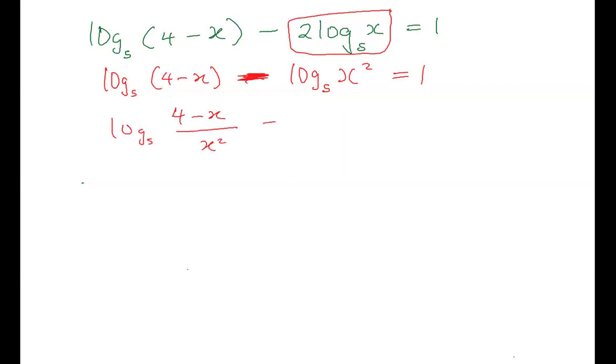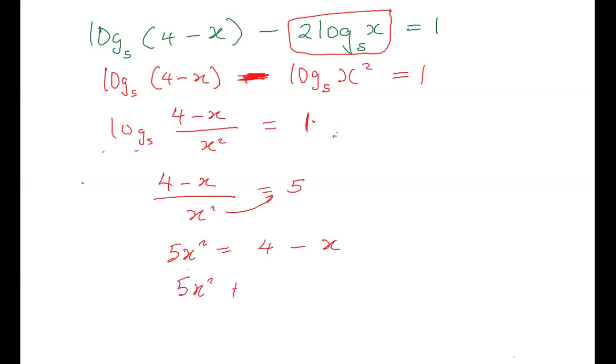So everything is going to be equal to 1. So everything is equals to 1. So I told you that this one will now be 4 minus x over x squared equals to 5. Know that? Because log 5 is 1, like the other one was 3. So then you now cross multiply. The same thing, 5x squared equals to 4 minus x. Then you now make it equal to 0. So that gives you 5x squared plus x minus 4 equals to 0.